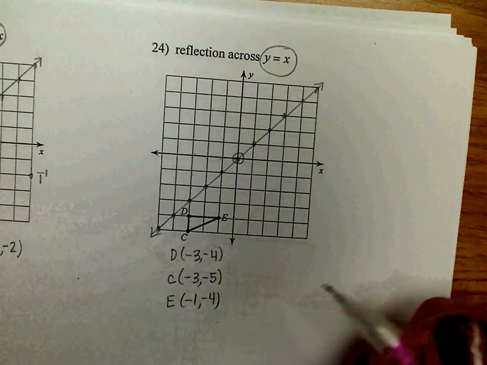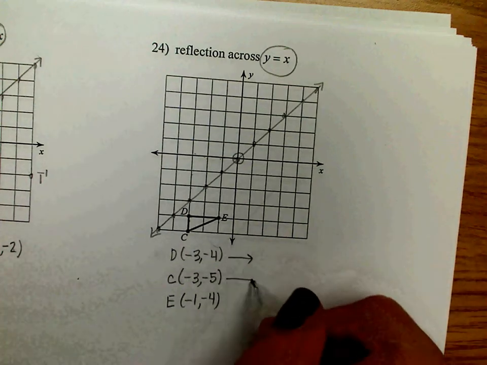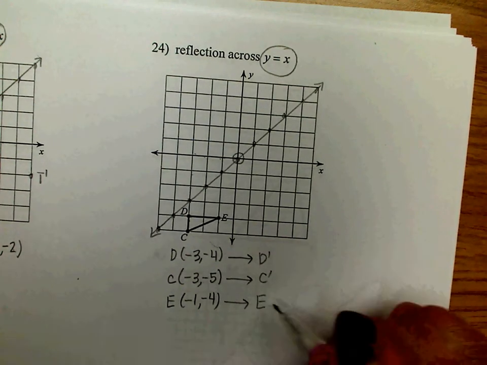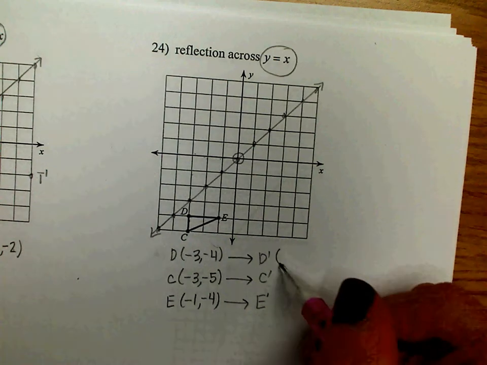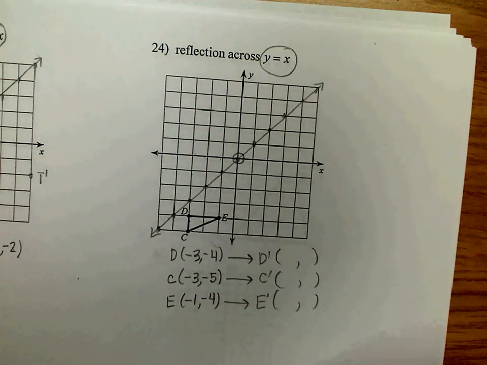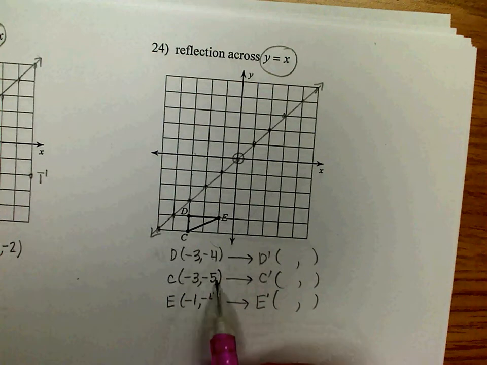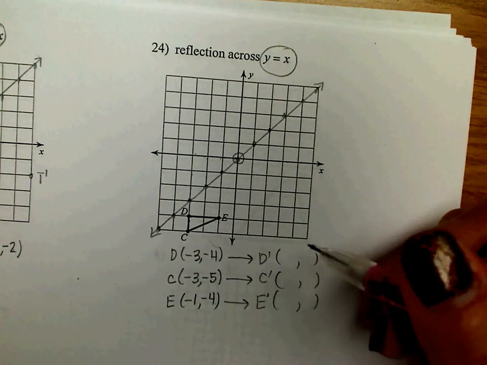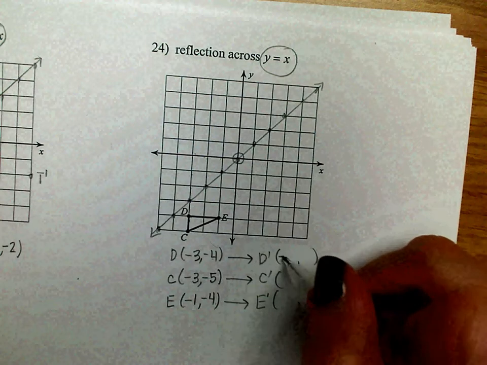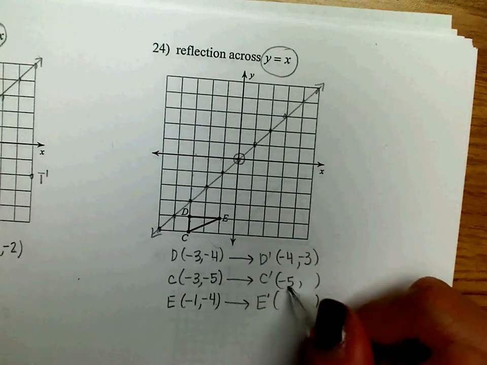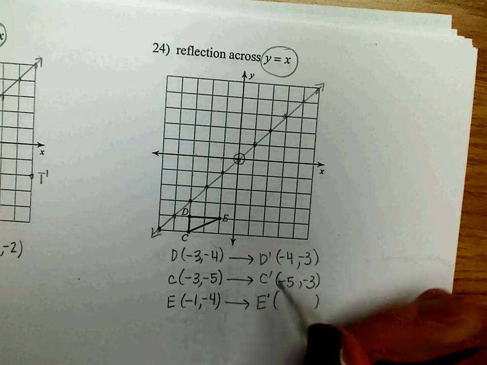All right, so let's see where we end up. Why don't you pause the video here and see if you can predict where the new points are going to be. What you're basically going to do is switch these, and then switch these. So you can pause now and then just check. So it is negative 4, comma, negative 3, negative 5, comma, negative 3. Switch these. Negative 4 comes first, and then negative 1.